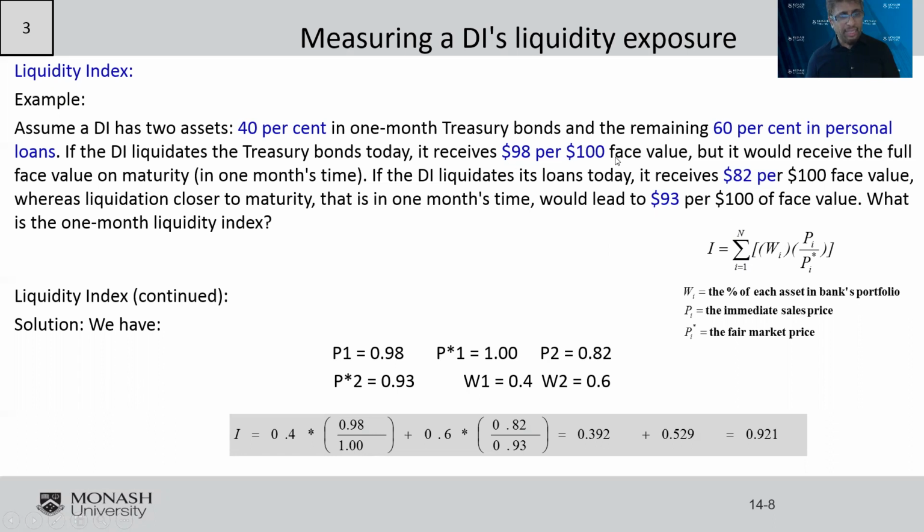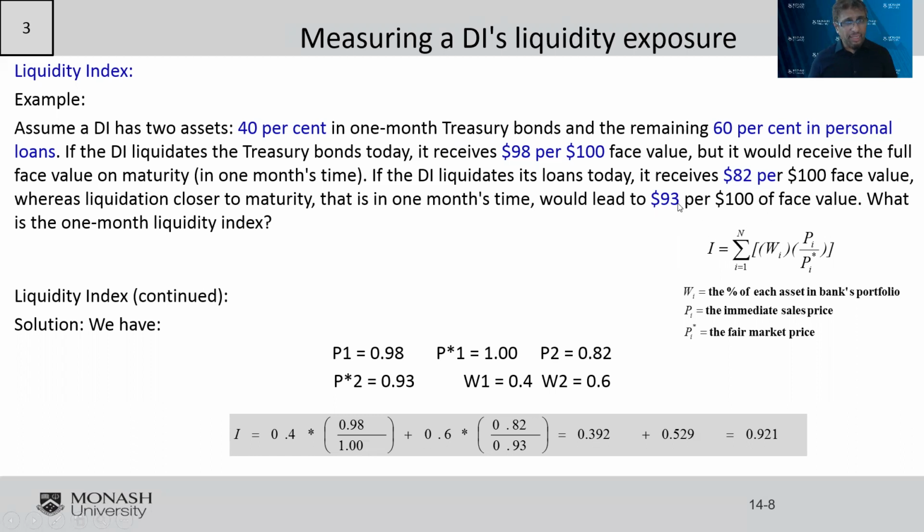So I have two assets that I can liquidate today, or I can wait for 1 month. One of them is government securities, and they are 40% of my portfolio, and the rest is loans, which is 60%. If I liquidate the securities in 1 month, when they mature, it will give me 98. If I liquidate today and don't wait until next month, it will give me $98 per each 100.